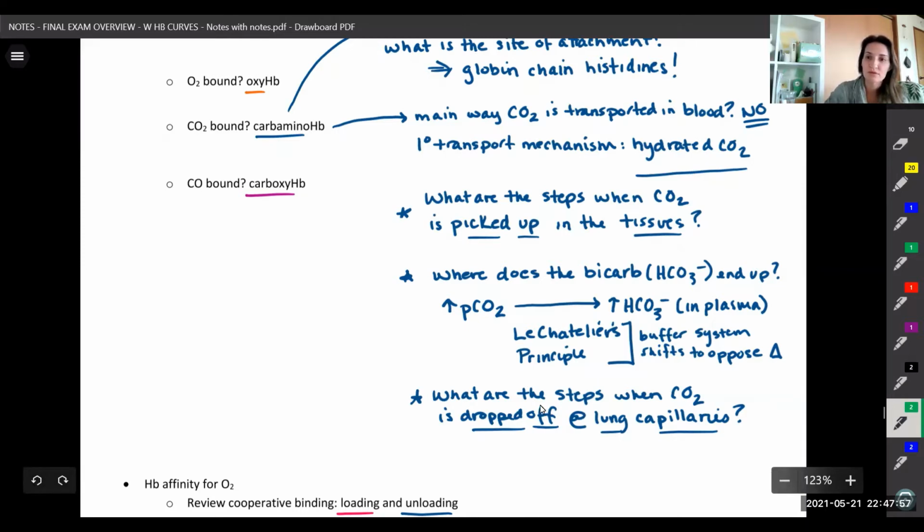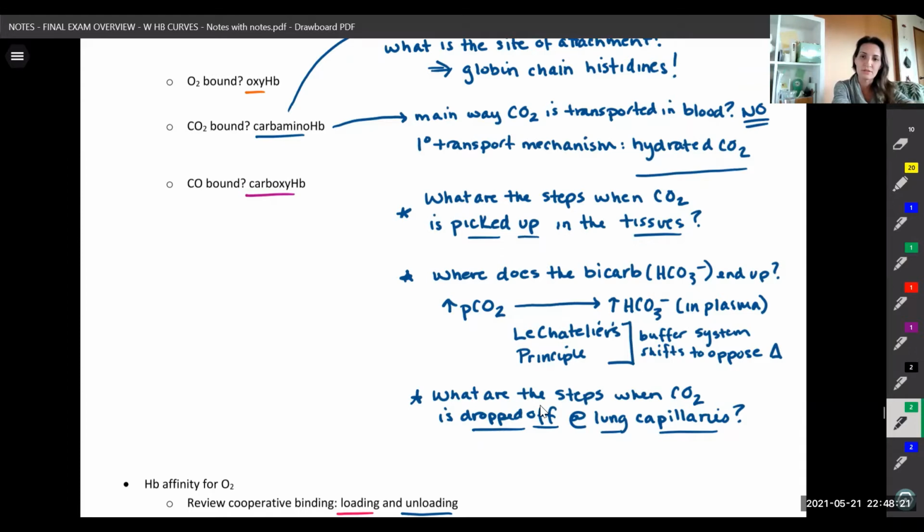Well, CO2 is diffusing into the lung space, and all of these reactions will go in reverse, where the bicarbonate then combines with hydrogen ions, produces carbonic acid that dissociates to produce water and CO2, which then diffuses out of the red blood cells, out of the plasma, into the airspace.